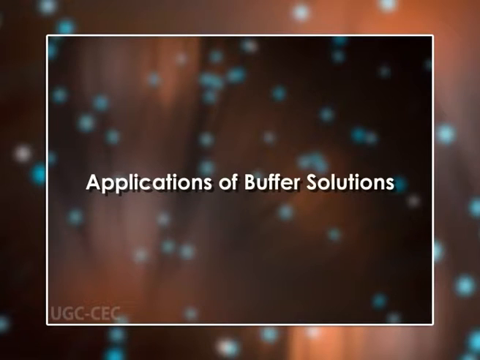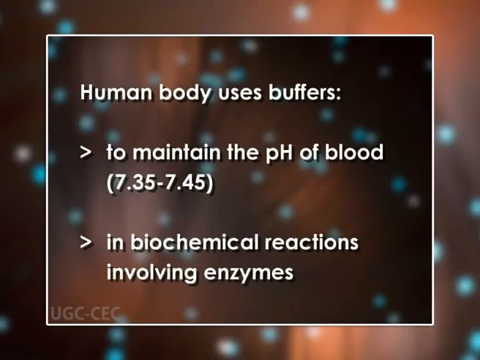Now let us discuss the applications of buffer solutions. Buffer solutions are one of the most important types of chemical reagents used in chemical research, biological research, and industry. Their usefulness stems mostly from their ability to resist changes in pH. Our body uses buffers to maintain a blood pH of 7.35 to 7.45, that is a basic pH, and also in a massive number of biochemical reactions involving enzymes.